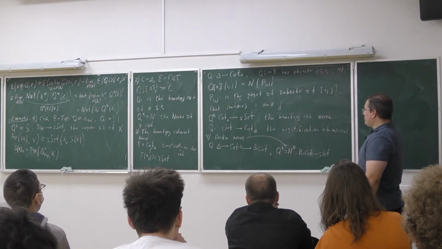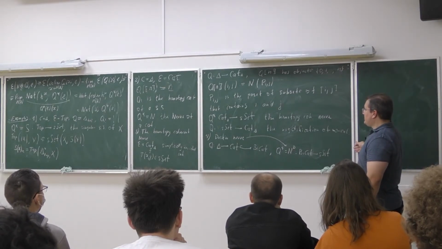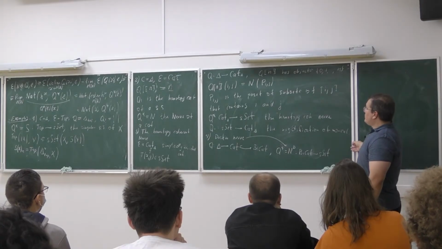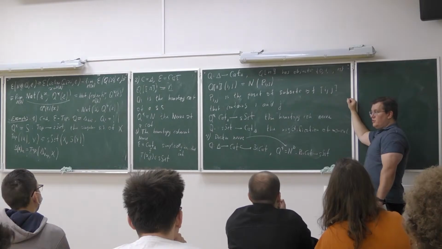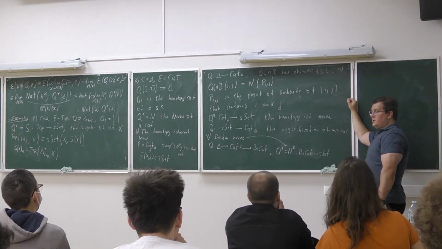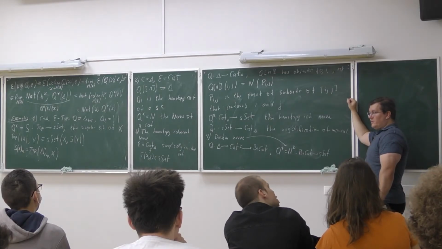Okay, so that's the Duskin nerve, and as you can see, you can continue doing this game, right? So instead of the simplicially enriched, you can, for example, take the DG enriched categories. You can take A infinity enriched categories. In all the cases, you get the construction of the nerve.